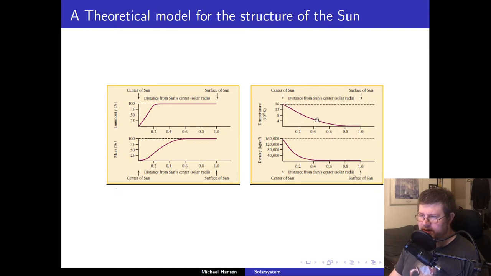The temperature also drops, something I would call exponentially, apart from a part that is almost linear. So at the center of the sun, you have 16 million Kelvin. And that is gradually reduced all the way out to the very outer layers of the solar radius, where it's down to roughly 5,000, 4,000 Kelvin.